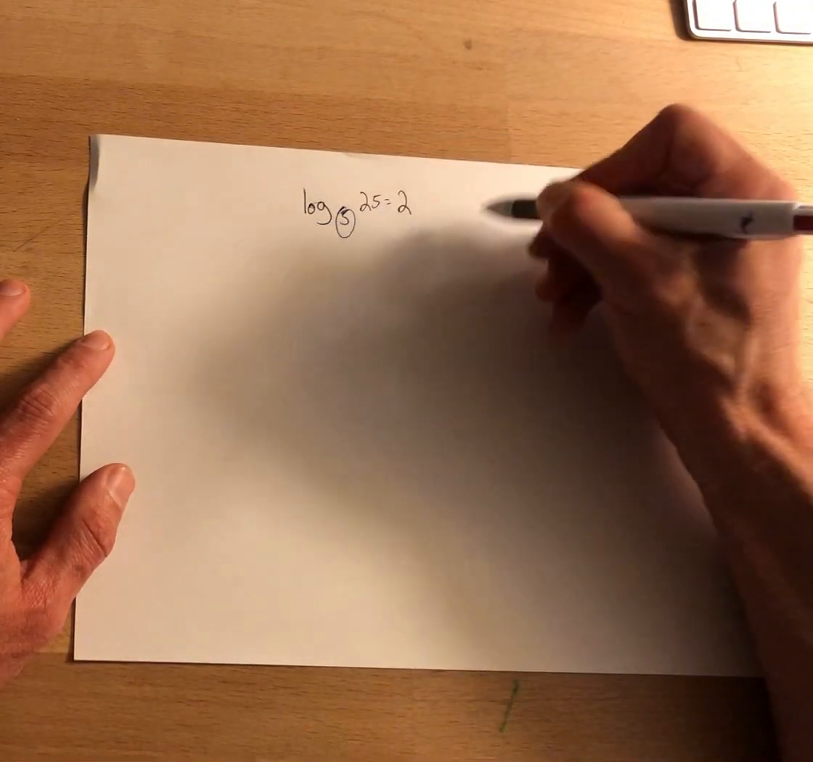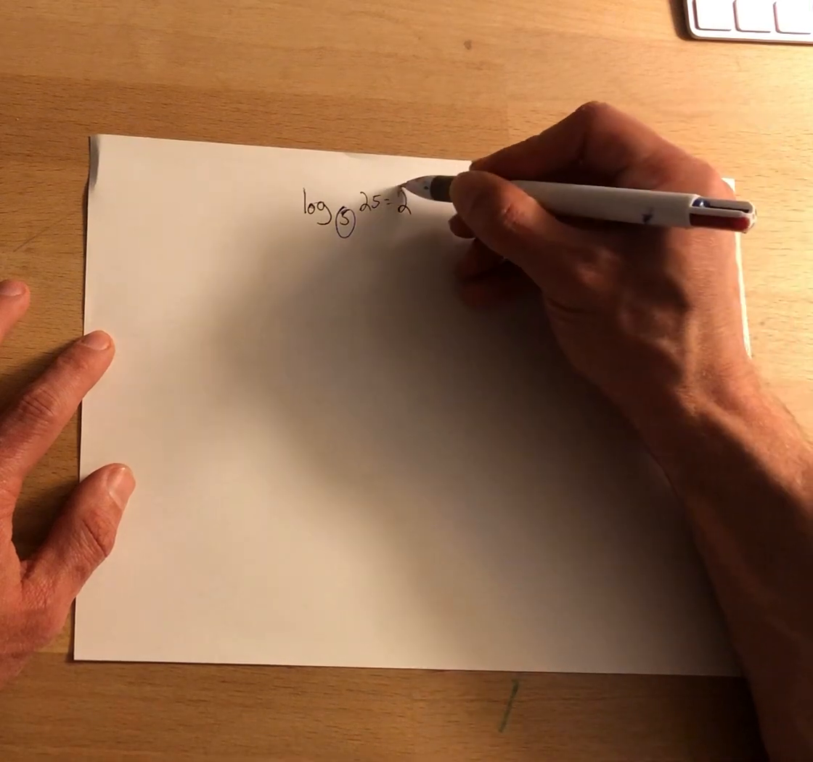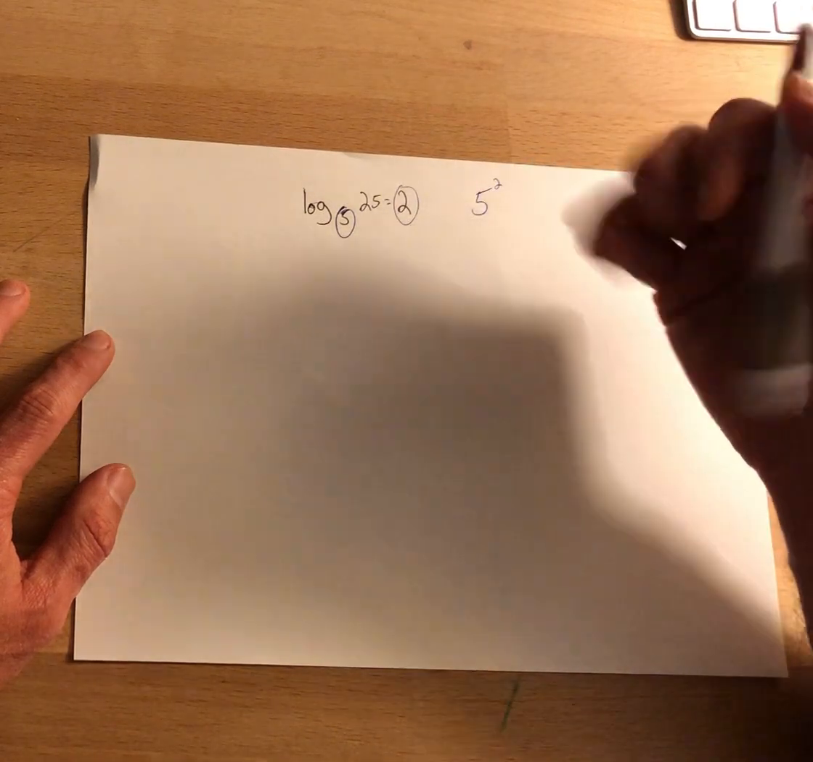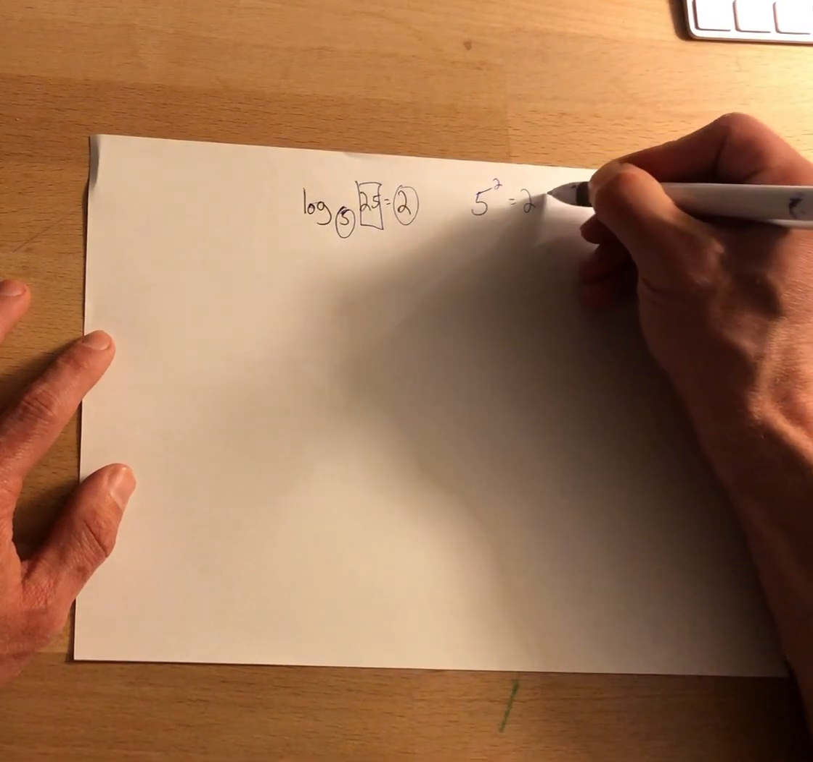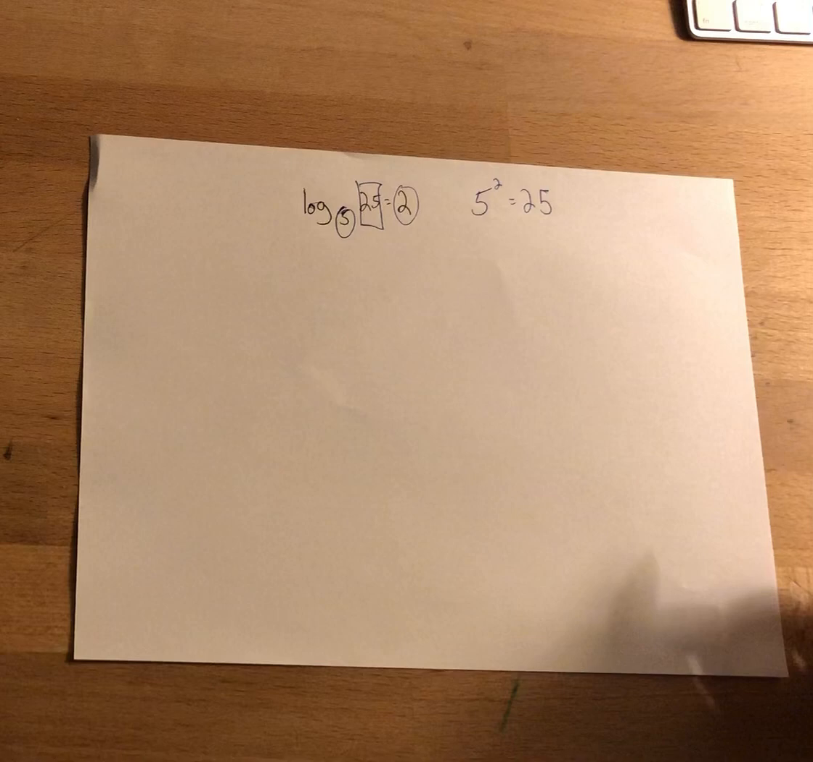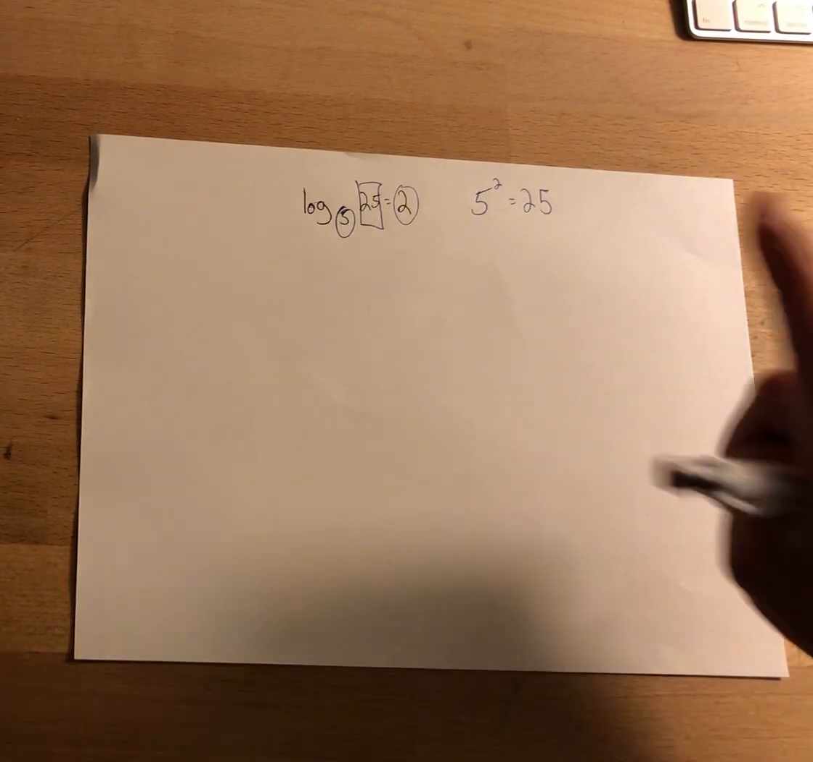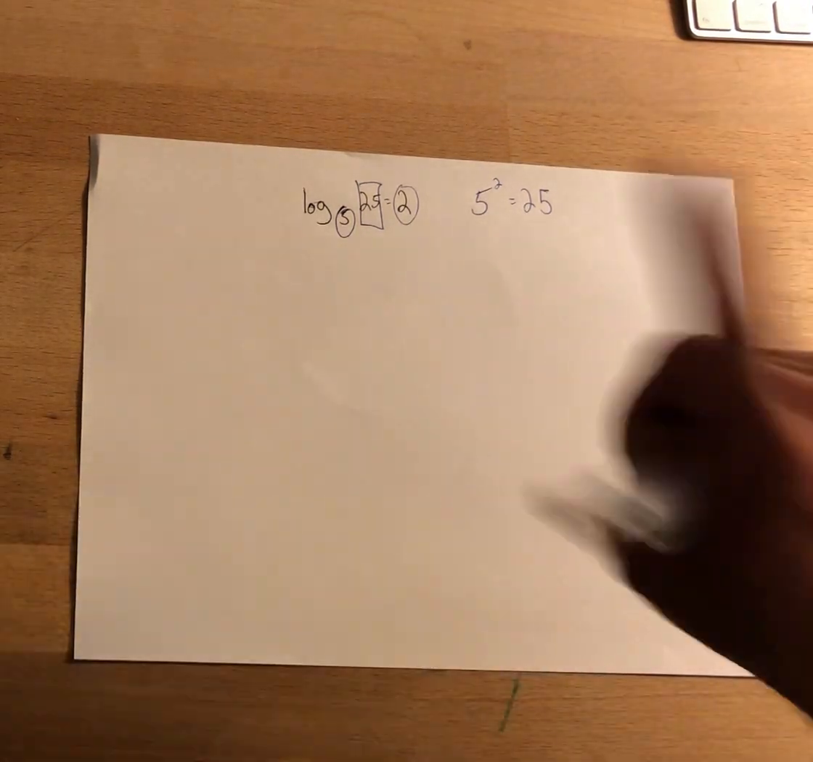This is always the base, the exponent, and what it equals. That's the only way you can ever get rid of a log. That's if you just have one log.